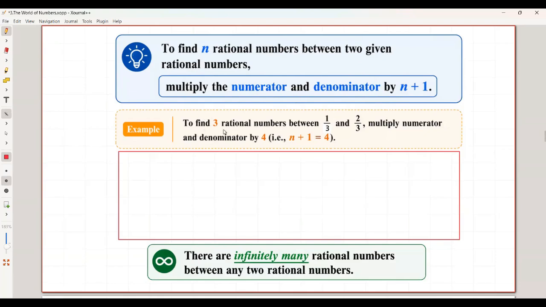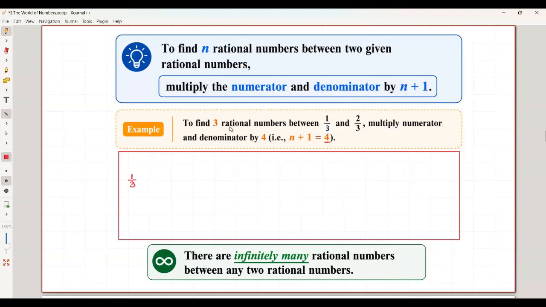For example, if you want to find three rational numbers between 1 by 3 and 2 by 3, here both have the same denominator. So for finding three rational numbers, I have to multiply by 4, the next number, with numerator and denominator, and you will get exactly three rational numbers. I'm explaining here. First, I take 1 by 3. They are asking us to find three rational numbers. After 1 by 3, directly 2 by 3 is coming. By seeing this, we cannot say there are no rational numbers. The condition is there are infinitely many rational numbers.